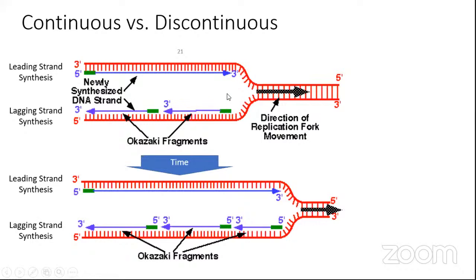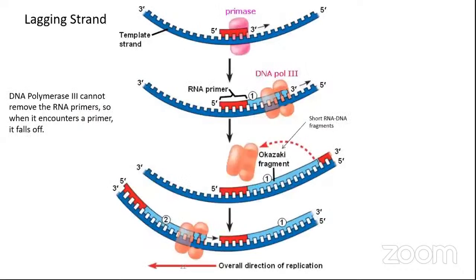So again, once the replication fork comes here, there is another need for RNA primers to get started by this DNA polymerase 3. This becomes the reason why the lagging strand has Okazaki fragments, or fragments of DNA, and as time passes, you will have another Okazaki fragment. So the Okazaki fragments build up, but the leading strand goes in a straight line without any break.